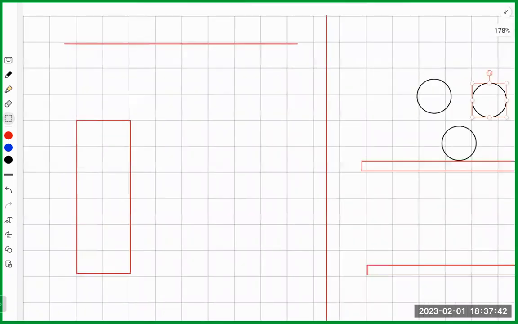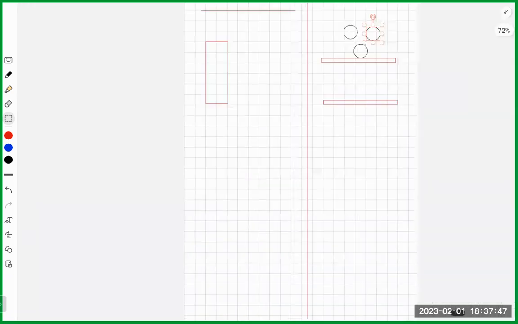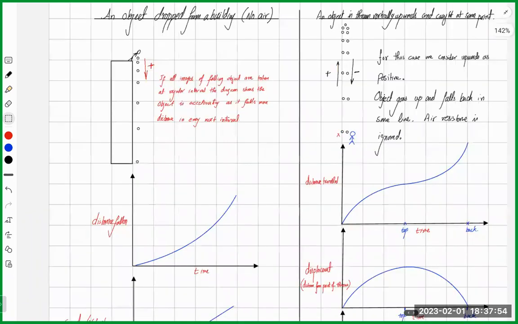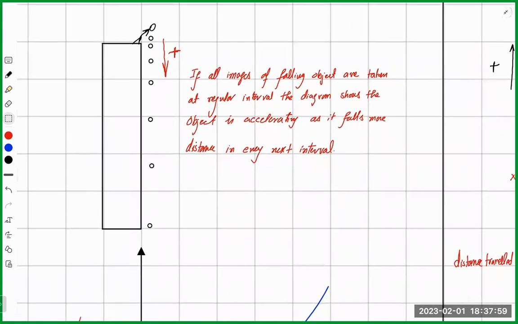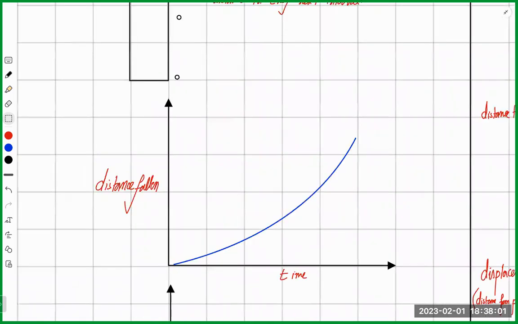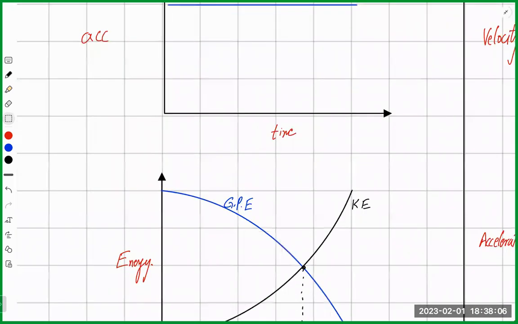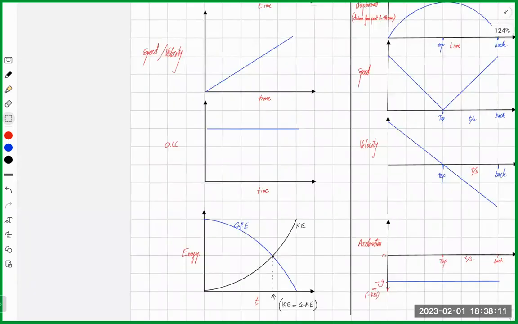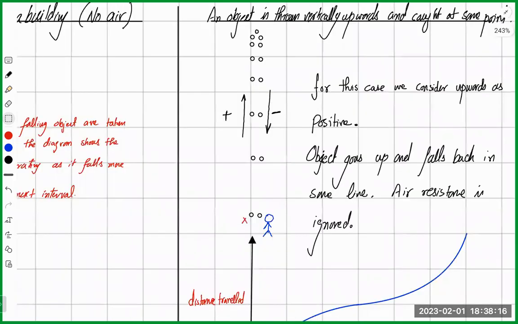Now, today we will be extending what we were doing in the previous class. I'll give you a recap. We dropped an object from a tall building, and then we observed how distance is changing, how velocity or speed changes, how acceleration changes, how kinetic energy and potential energies change with respect to time. And then we threw an object upwards and then caught it back on the same point again.